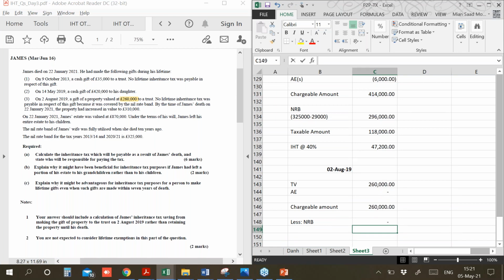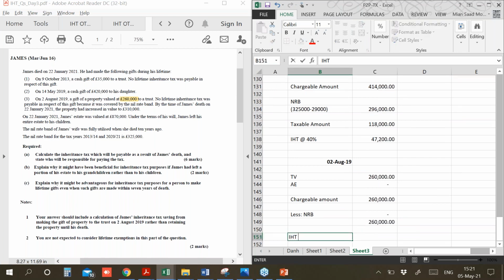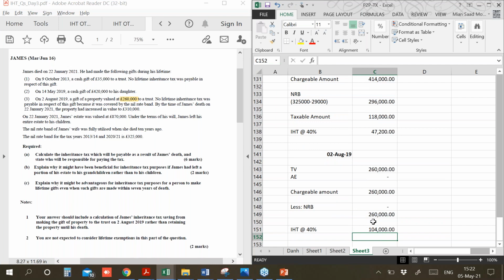So again, the taxable amount is 260 as well, and IHT at 40% will be this amount times 40%, 104,000.